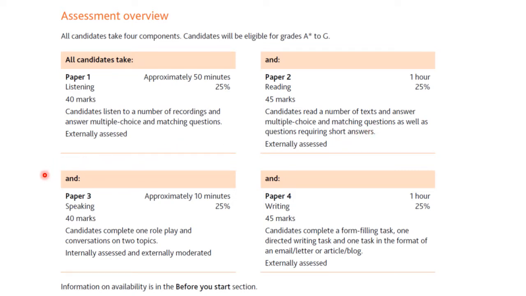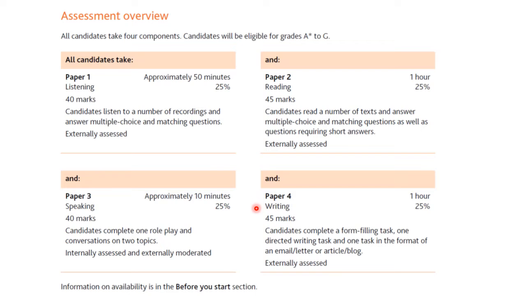In paper 3, and this is the speaking paper, we have 2 different types of questions. We have a role play here and also a conversation, 2 conversations on 2 different topics. It's out of 40, and they also take 25% of the mark.